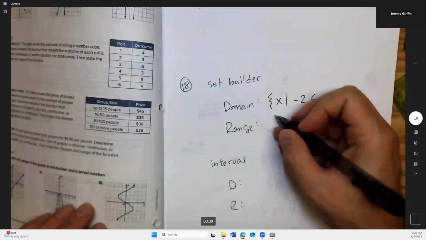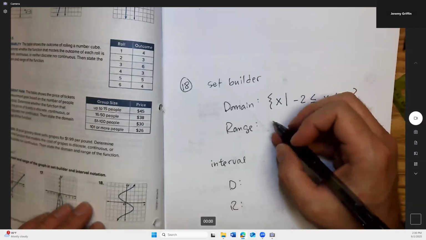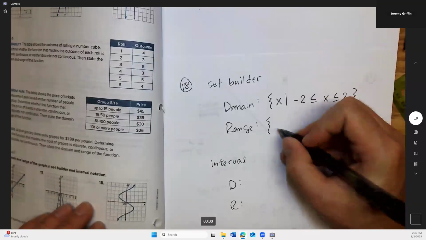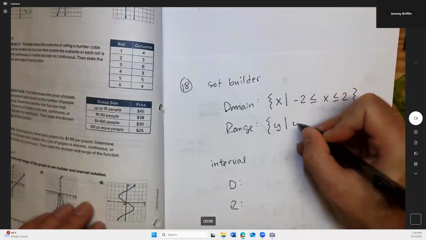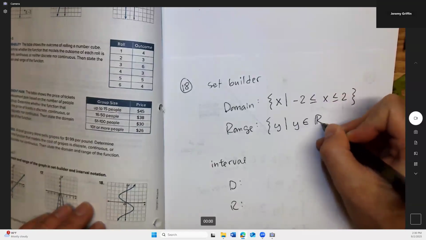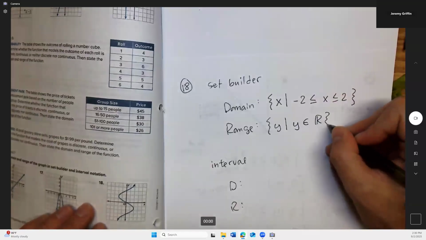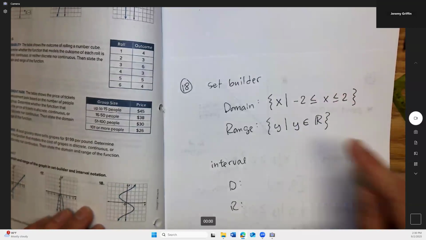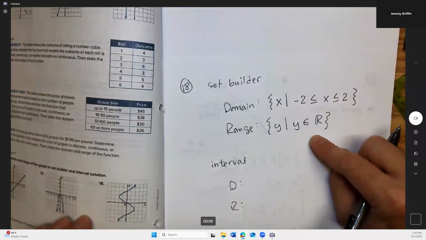Guys, what about the range? Yeah. So curly bracket y such that y is an element of all real numbers, or you could write out all real numbers. You guys saw that earlier today, right? Is an element of all real numbers. It's in your notes from earlier today.